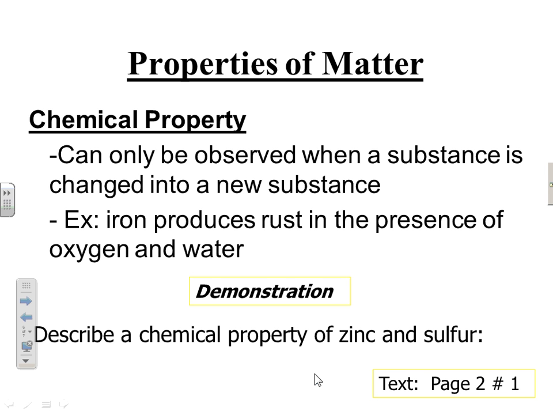Iron produces rust in the presence of oxygen and water, and so we will see a color change if we were to see the rust. We're going to see some examples here in a moment of, again, evidence of a chemical change. So I'm going to stop there.